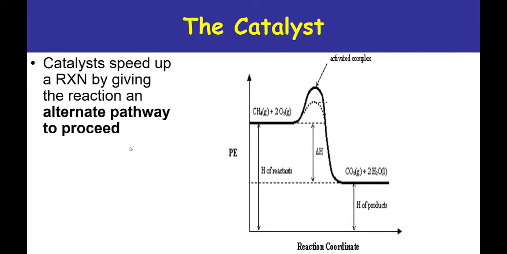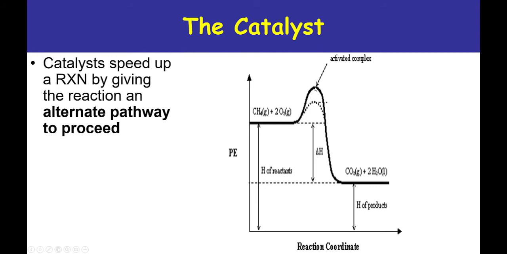The last thing I want to get into is our catalyst. And you guys will remember talking about catalysts in biology, talking about enzymes and things that help facilitate and speed up reactions. Well, this is no different. But now we're going to look at it through the lens of the potential energy diagram. What a catalyst does is speed up a reaction, and it does it by providing an alternate pathway for the reaction to proceed.